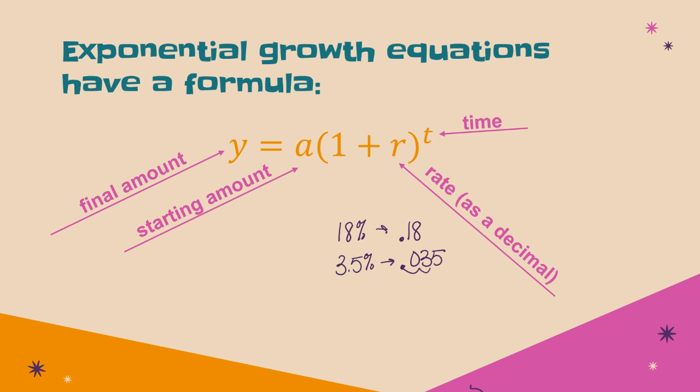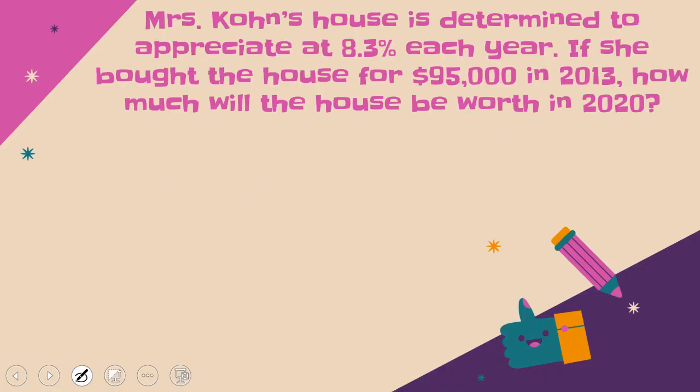So this is our growth equation. We're going to put it into practice with a couple of problems. I'm just going to rewrite that so we can see it. Mrs. Khan's house is determined to appreciate at 8.3% each year. If she bought the house for $95,000 in 2013, how much will it be worth in 2020?